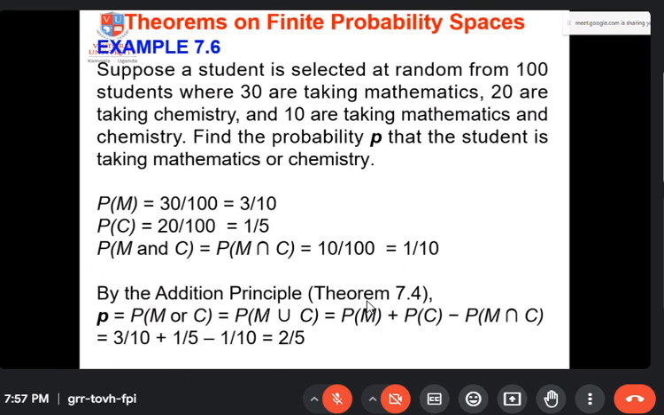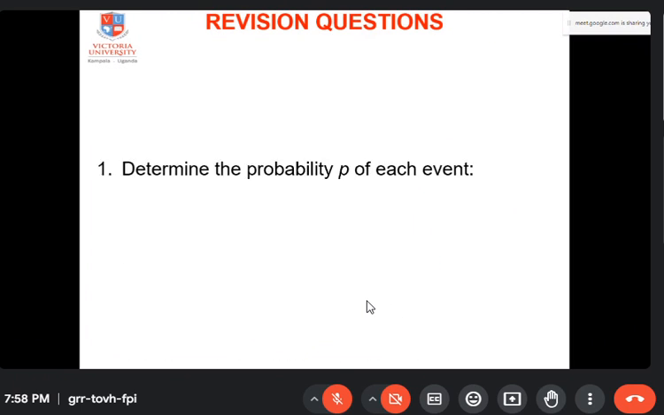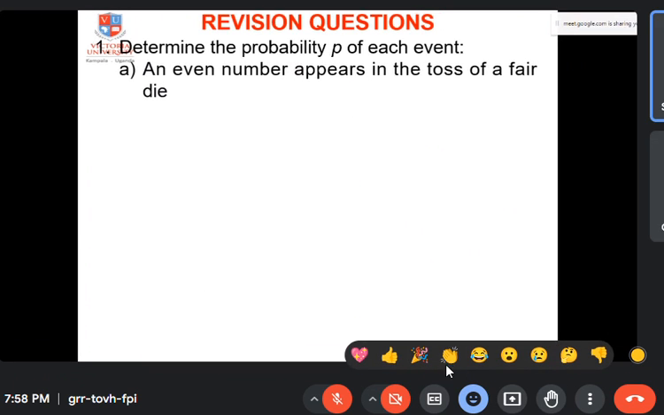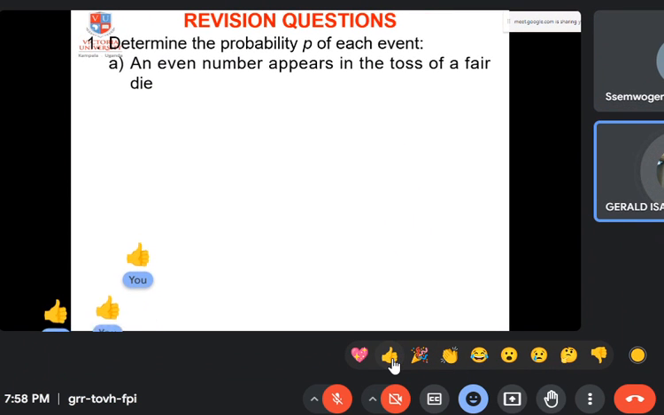So by the addition principle, the probability of M union C is the probability of M plus the probability of C, subtract the probability of M intersection C. And then we get 2/5, which is the same as 0.4. Is that okay? It's okay.